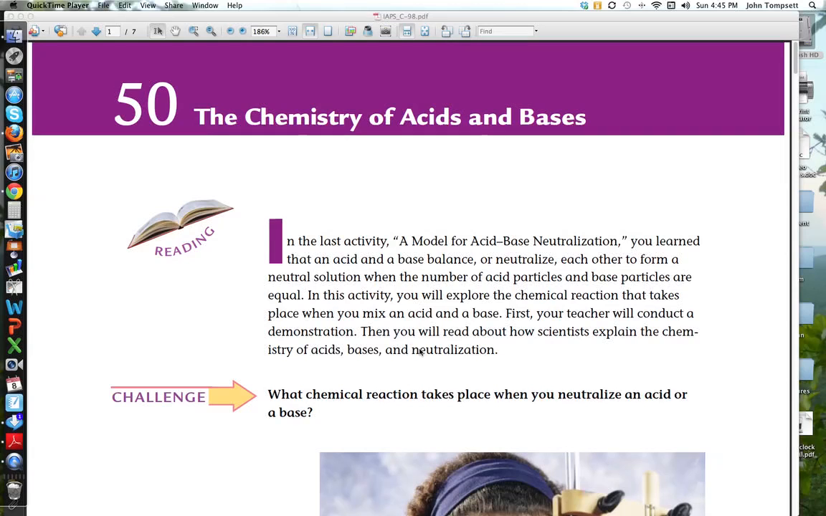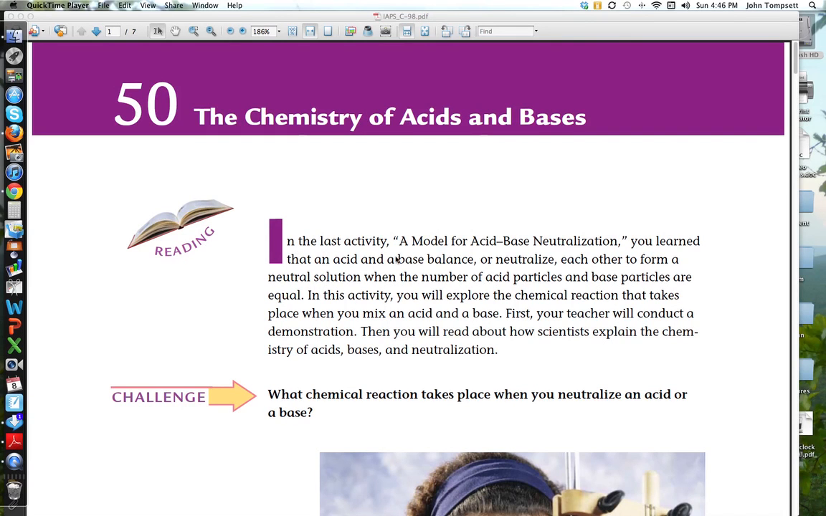Hi guys, I'm going to read to you Activity 50, the chemistry of acids and bases. There's a lot going on in this activity and I just thought it might make things a little easier for you, and it also will allow you to go back and reread it or re-listen to it again because, as I said, there's an awful lot that's trying to be explained in this activity. So follow along with my mouse.